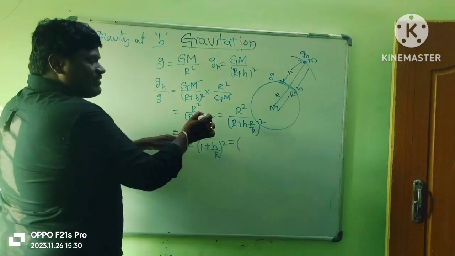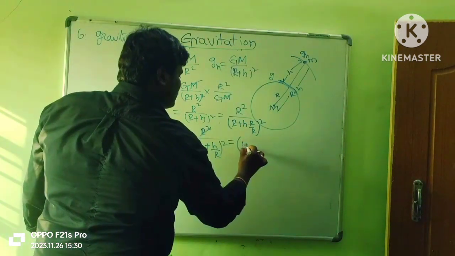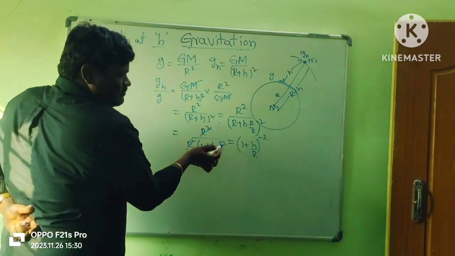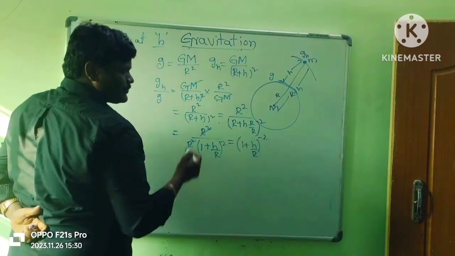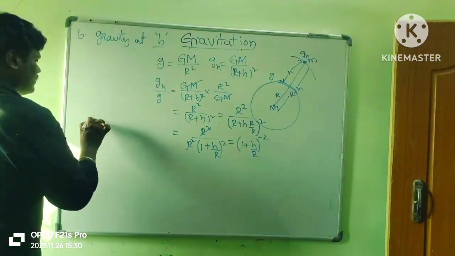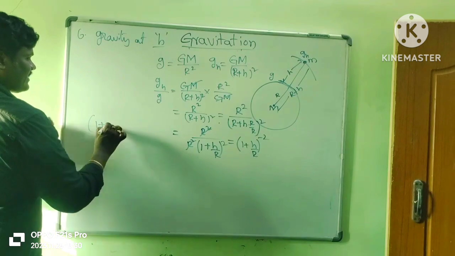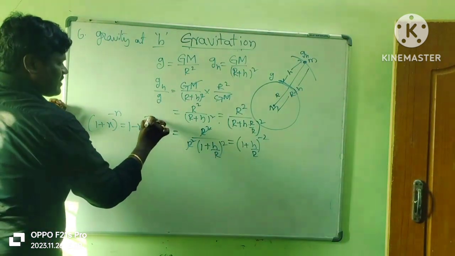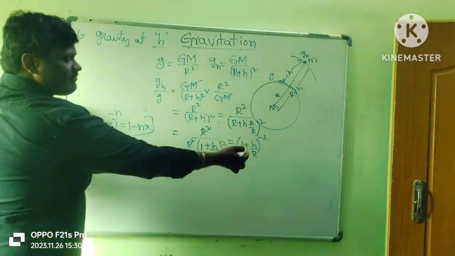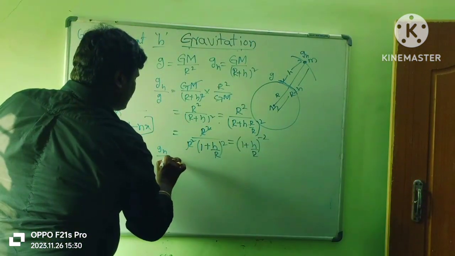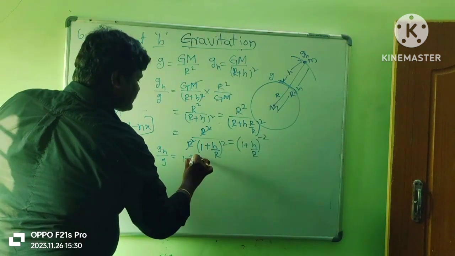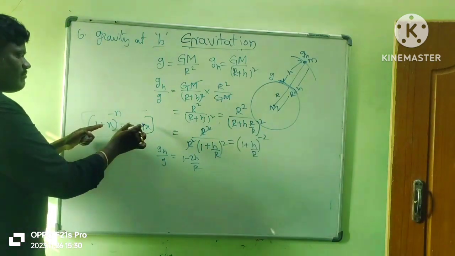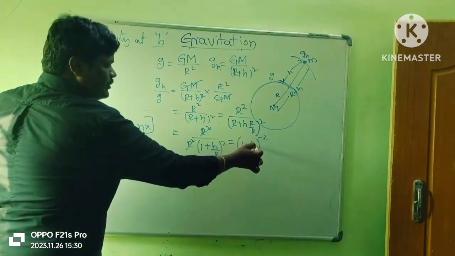This 1 by X square becomes X power minus 2. Then 1 plus H by R whole to the power of minus 2. This plus 2 becomes minus 2 in the numerator. Now it looks like the binomial theorem, 1 plus X whole to the power of minus n, then it becomes 1 minus nX. Based on this formula, we can write GH by G is equal to 1 minus 2H by R, because it is 1 plus X to the power minus n, 1 minus n into X, here 2 into H by R.